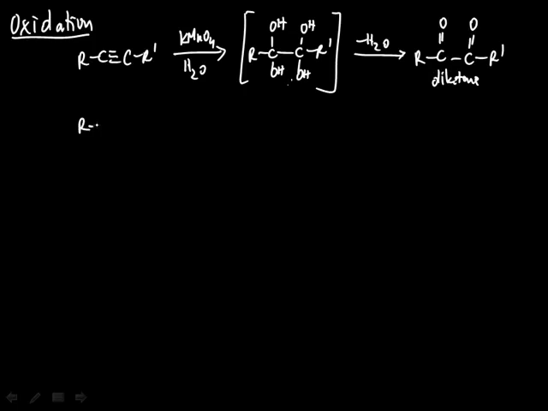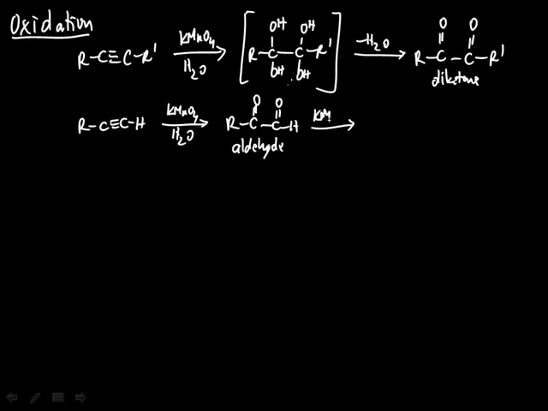In cases when we have terminal alkynes, by the same token, the final product of our oxidation is this aldehyde. But now aldehydes themselves can be oxidized, so the oxidation does not stop here. Instead, it goes all the way to the carboxylic acid, as shown here.